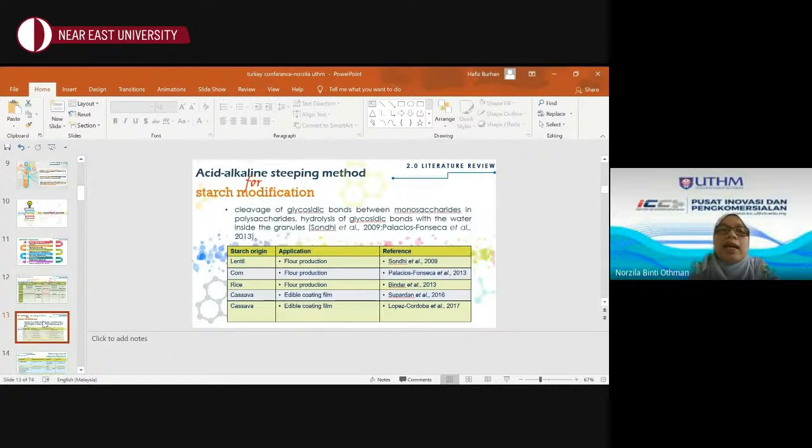Apart from that, the alkaline steeping method was adopted for this study for starch modification. The use of the alkaline steeping method is to cleave the glycosidic bonds between monosaccharides in polysaccharide, by hydrolysis of glycosidic bonds with the water inside the granules.